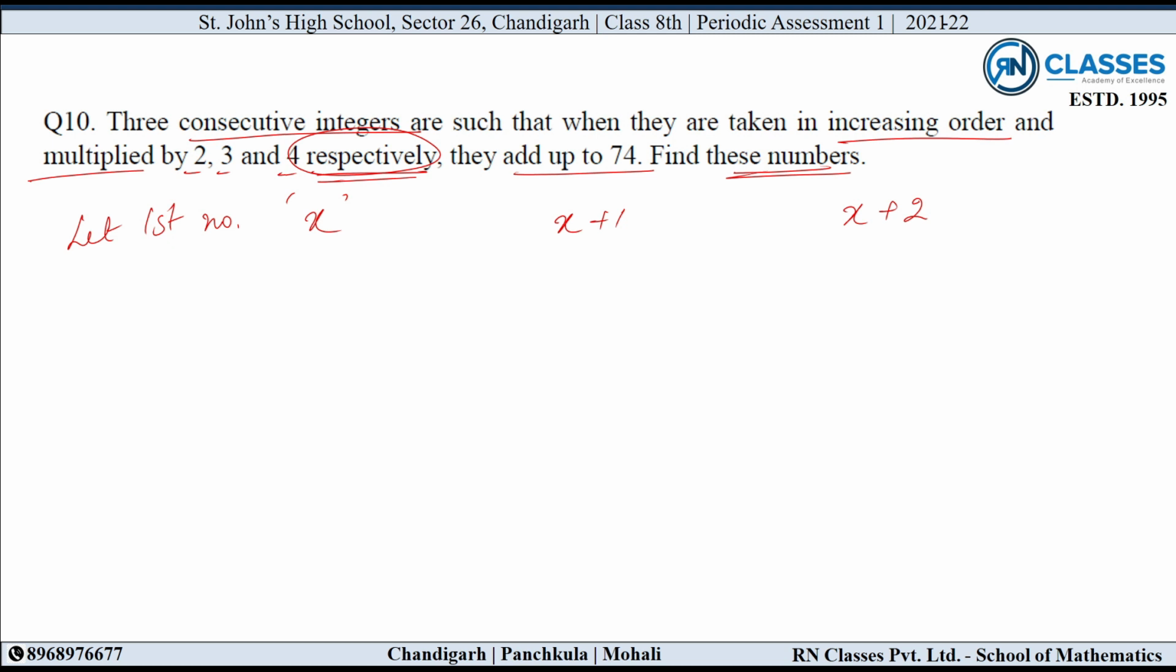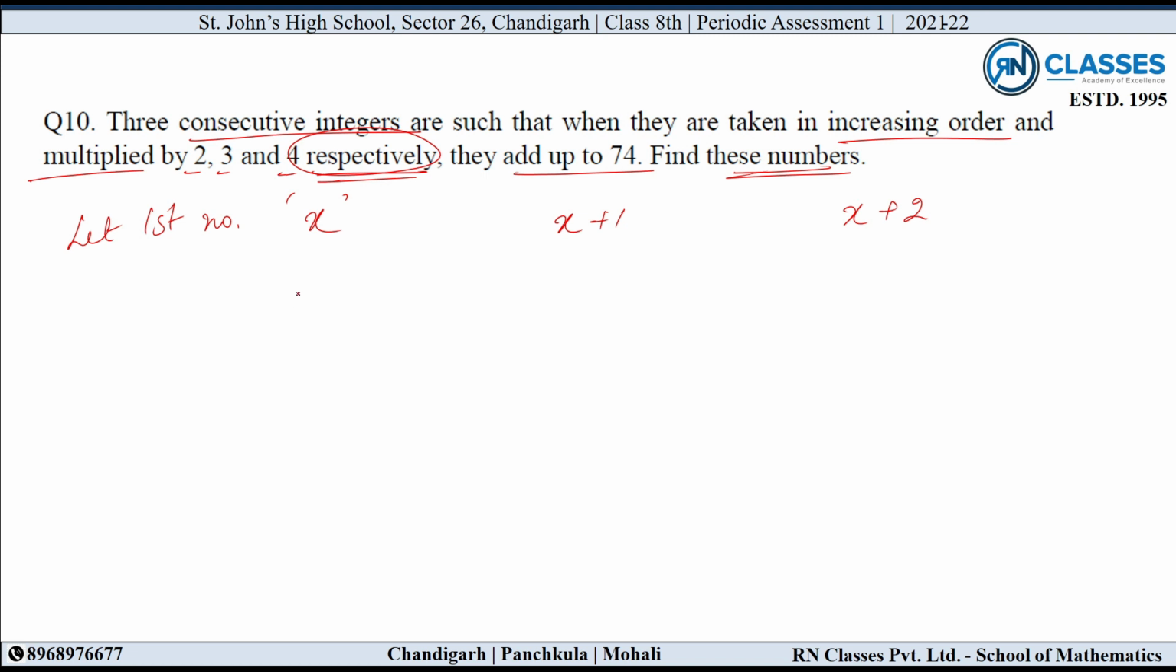Now, have I taken it in increasing order? Yes. x is the smallest one. You are adding number 1 and number 2 over here. Now, what do you have to do next? Multiply with 2, 3 and 4 respectively.